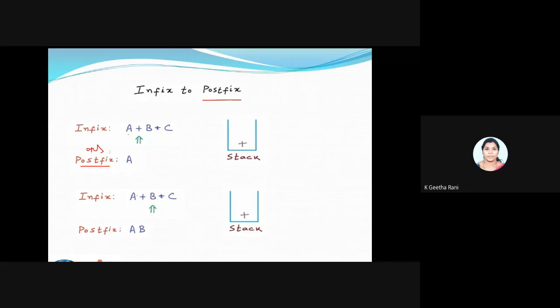Then I'm getting this B. B is an operand. For the plus, A is my left operand and B is my right operand. Now I'm getting B, an operand here, and I'm storing it inside this postfix variable.